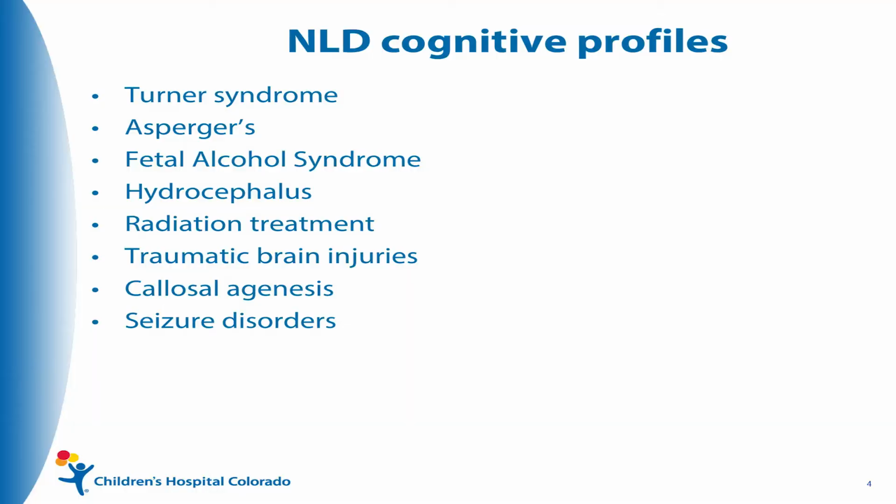When we think about these NLD cognitive profiles, we hear about them not only in Turner syndrome, but also in a number of other medical disorders. These include autism spectrum disorders, or what we used to call Asperger's, fetal alcohol syndrome, hydrocephalus, radiation treatment for oncology backgrounds, traumatic brain injuries, absence of the corpus callosum, the fibers that connect the two hemispheres of the brain, and epilepsy or seizure disorders. So it's not isolated to one specific population. It is a cognitive profile that we can see in a variety of other medical disorders.